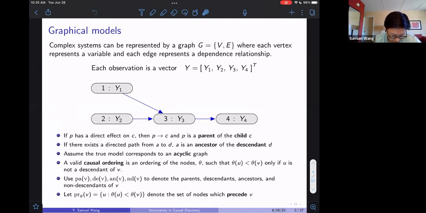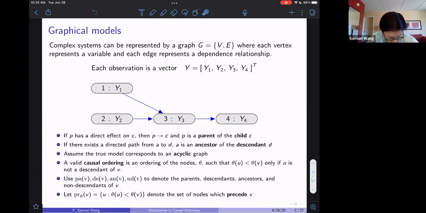If there exists a directed path from, say, node A to node D, then we'll say A is an ancestor of the descendant D. So in this case, we have a series of edges, 1 to 3 to 4. So in this case, 1 is an ancestor of its descendant 4. Throughout this talk, we're going to assume that the model corresponds to an acyclic graph. What that means is we can't start at one node, follow a series of edges, and then end up back at that same node.